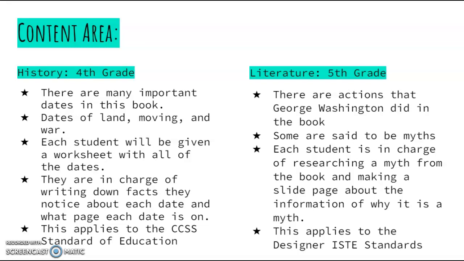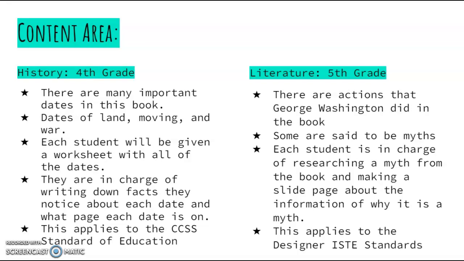For my content area, I have a history lesson plan for the 4th grade. There are many important dates in this book, and the dates are lands, moving, and war. I will give each student a worksheet with all the dates, and as they are reading the book, they are in charge of writing down what the date means and what page they find the date on. This applies to the CCSS Standard of Education.